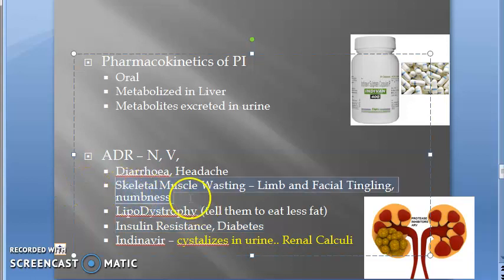Skeletal muscle wasting, limb and facial tingling, numbness. Okay, so remember, now you're giving a guy HIV treatment. Then he will come back after some days and say, I don't know why all my muscles feel very wasted and my limbs and my face are numb, tingling, okay? Then he will tell you he's having some issues with digestion, lipodystrophy. Then he suddenly starts showing hyperglycemia. This guy is going into diabetes because of HIV treatment. And then he might even land up with kidney stones because of the treatment.